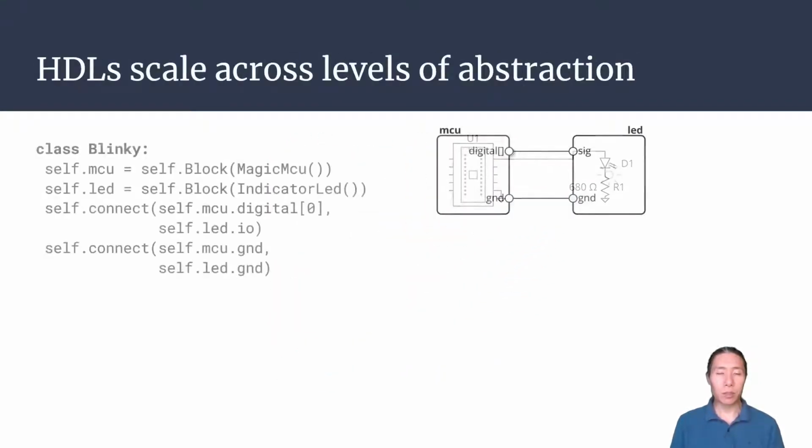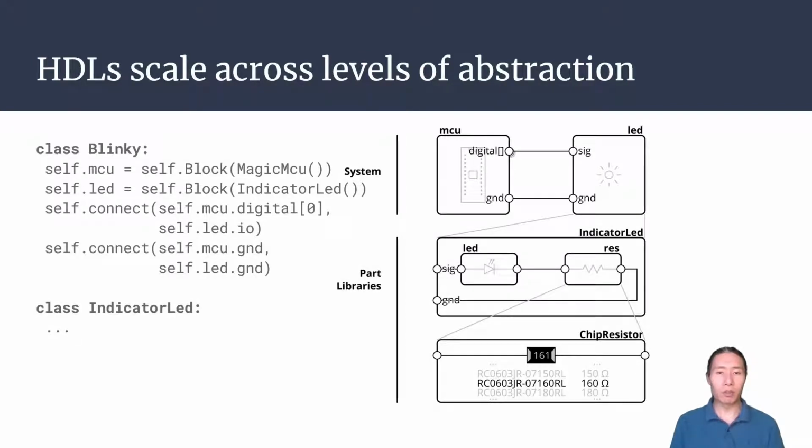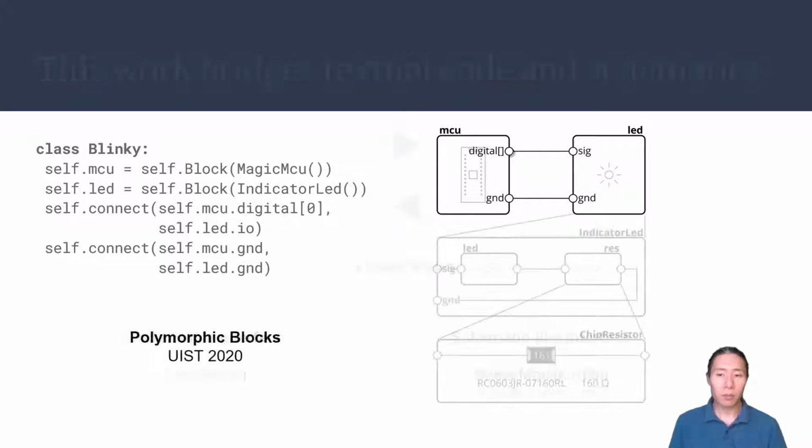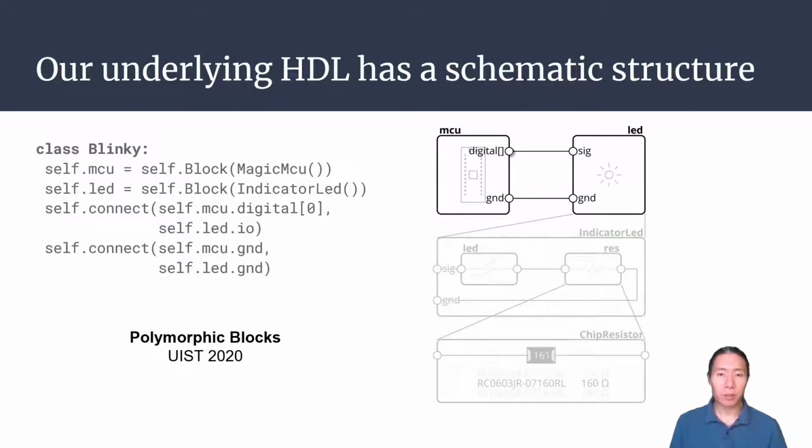Recent work on hardware description languages, or HDLs, aims to bring benefits from software development to electronics design. Like software, support for multiple levels of abstraction can enable system designers to work at a high level, building on top of libraries of lower-level parts developed by those with deeper expertise. However, writing code to produce boards is an unfamiliar workflow for most current electrical engineers. So, in this work, we explore how to bridge textual code and graphical schematics using an integrated development environment, or IDE, approach. We built our IDE for polymorphic blocks, a board HDL which we presented at WISP last year.